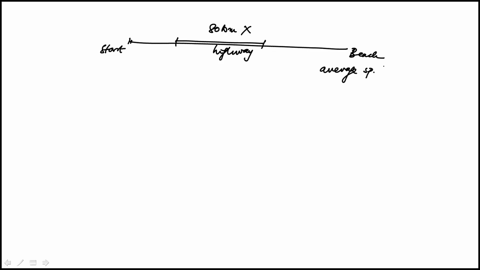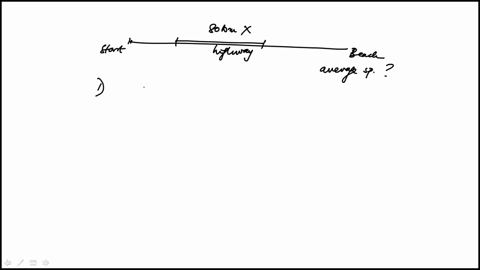So we're told that Pete made this trip to the beach. So let's say this is the start, and 80 kilometers were on Highway X. Something like that. Maybe, so far we don't know whether it's in the beginning, end, or anywhere. So that's the highway part. Question is, what's his average speed for the entire trip?